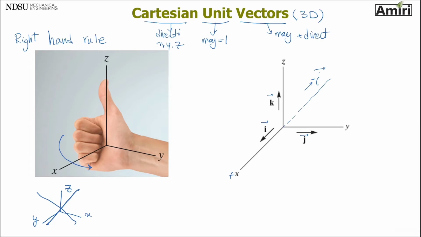This is minus i, positive z, negative x. So this is going to be minus k. This is positive y. This is minus y. So this vector is going to be minus j. So remember, x, y, and z, i, j, and k.